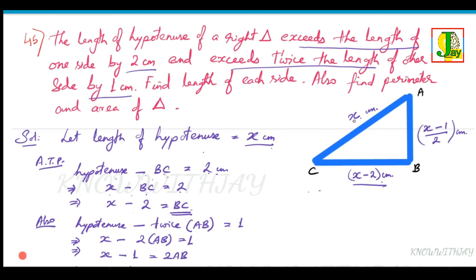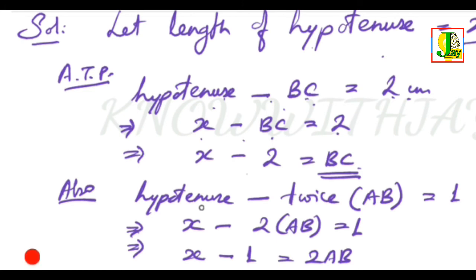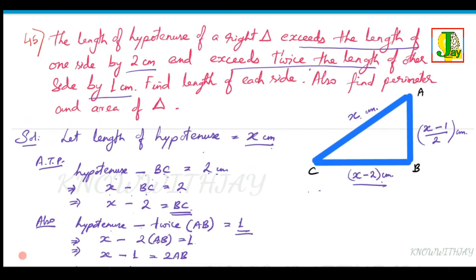Now writing the hypotenuse in terms of the third side. From the condition, the hypotenuse exceeds twice the other side, so twice AB, by 1 centimeter. So we have x minus 2 times AB equals 1. So what is AB? AB is x minus 1 by 2. So this is our AB.